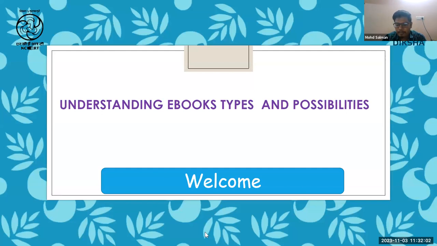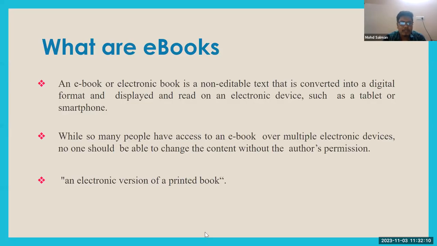Let's start our topic. When we start talking about ebooks, the first question in our mind is: what are ebooks? An ebook, or electronic book, is a non-editable text that is converted into a digital format and displayed and read on electronic devices such as tablets or smartphones. While so many people have access to ebooks over multiple electronic devices, no one should be able to change the content without the author's permission. An electronic version of a printed textbook is called an ebook.